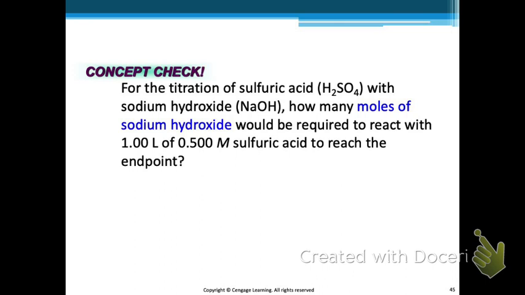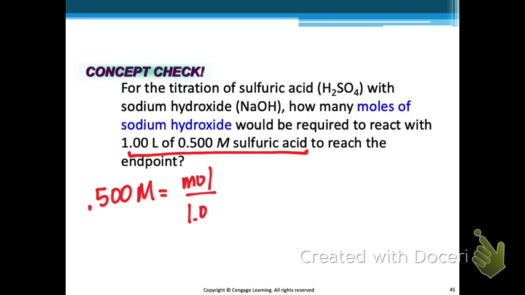The first thing I've got to do is figure out my moles of sulfuric acid that are present. So I'll take 0.500 molar equals moles over 1 liter. And so that gives me 0.500 moles of H2SO4.